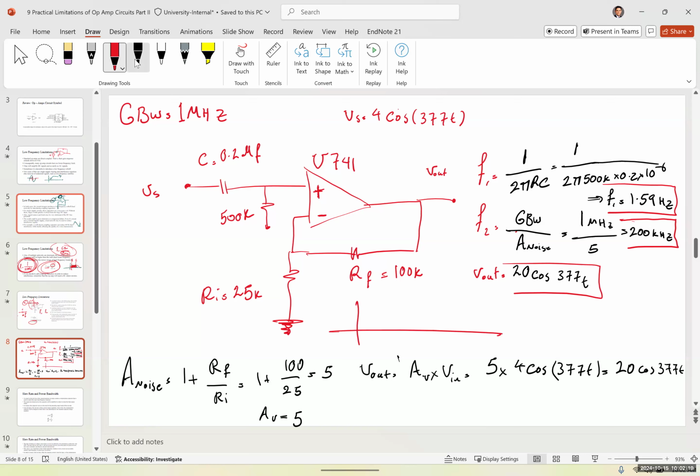So I'm going to try to draw it here. So our lower frequency and the upper frequency. This is 1.59. This is 200K. And the maximum gain that we have is 5. Or in other words, in voltage, it's going to be 20 cosine of 377t.